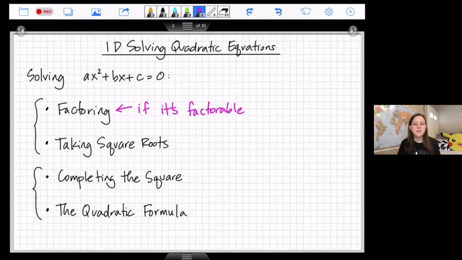The second method, taking square roots, only works if that bx term in the middle is missing. If it's just an x squared term and a number, then we can use square roots to solve the equation. So this hardly ever works. But if the bx term is missing, then that's probably the easiest of the 4 methods to use if you can use it.